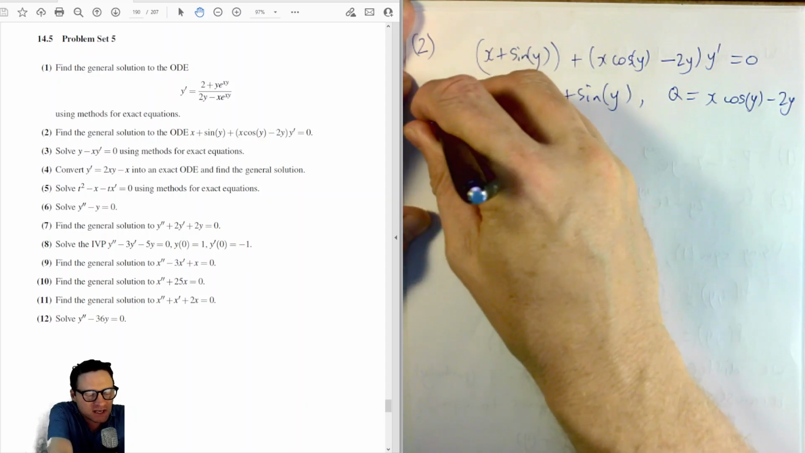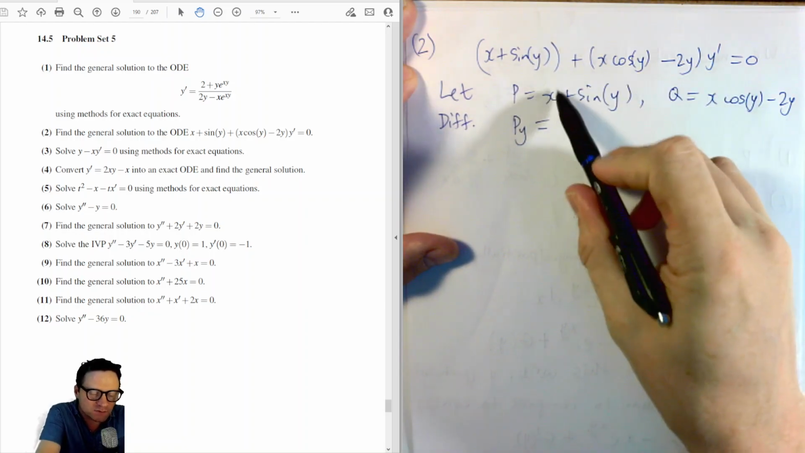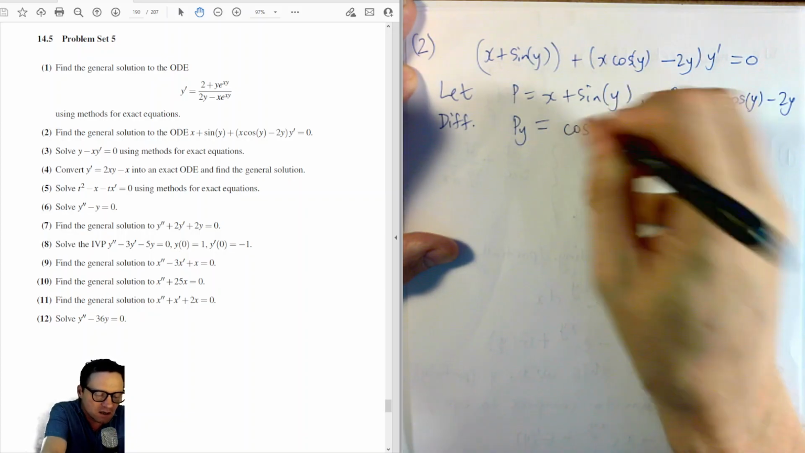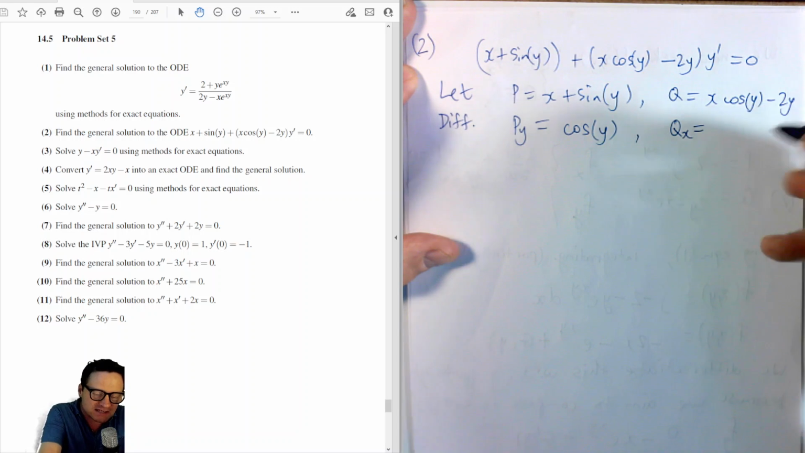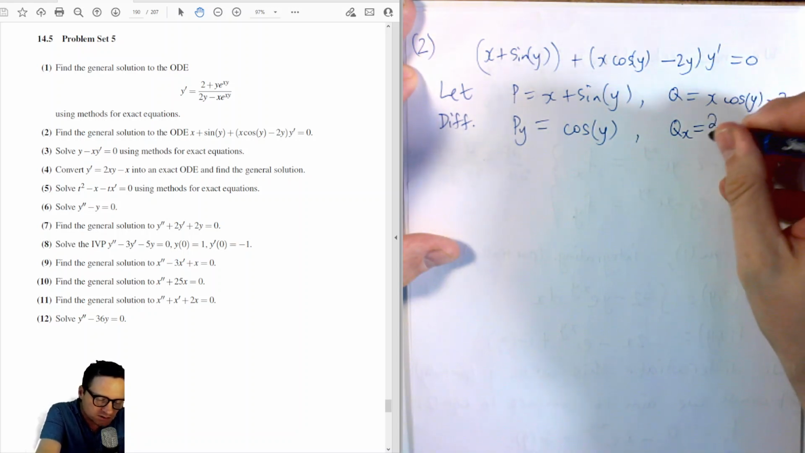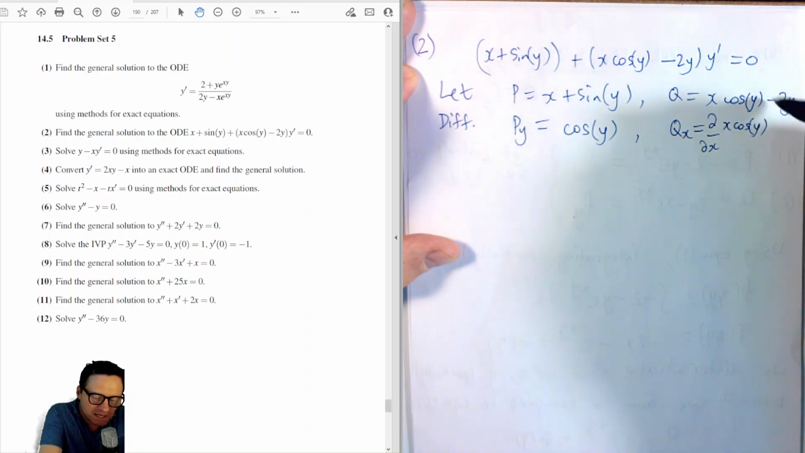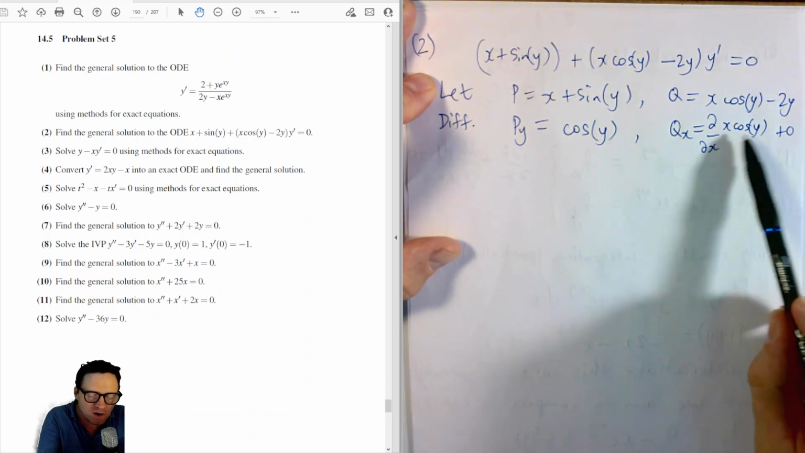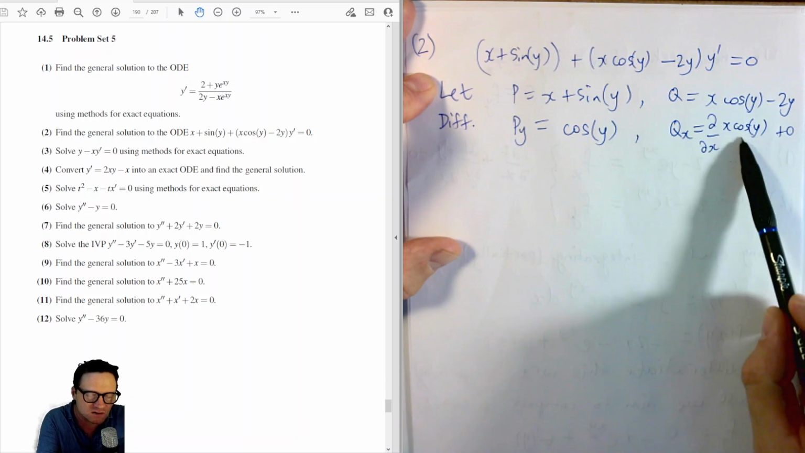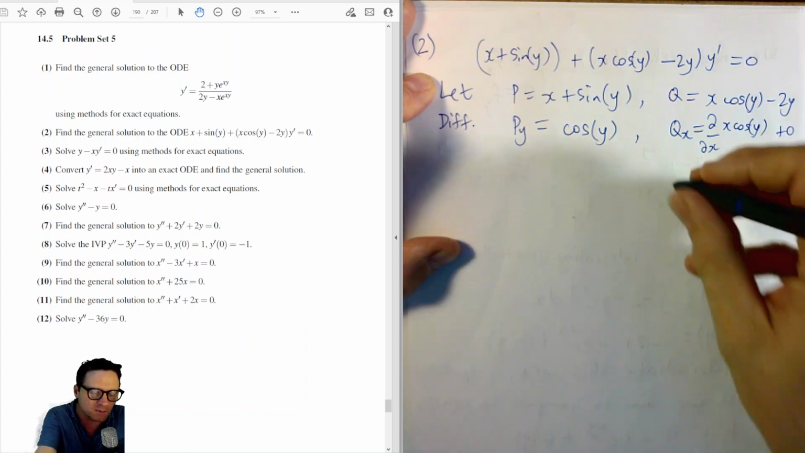Okay, so differentiating, we have p subscript y equals, now this one differentiates to give 0, so we just have cos of y, and then q subscript x is equal to the partial derivative with respect to x of x cos y minus the partial derivative with respect to x of 2y, but that goes to 0, so I'll just say plus 0 there. All right, now here you do not need the product rule because the cos y is treated as constant when we're differentiating partially with respect to x, so that can just float through the differential operator.